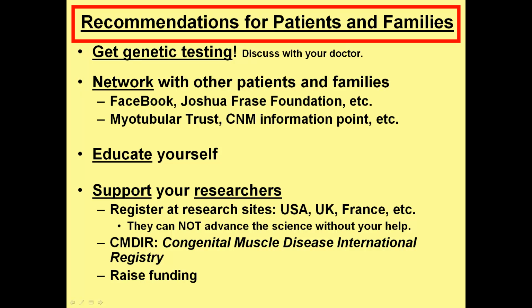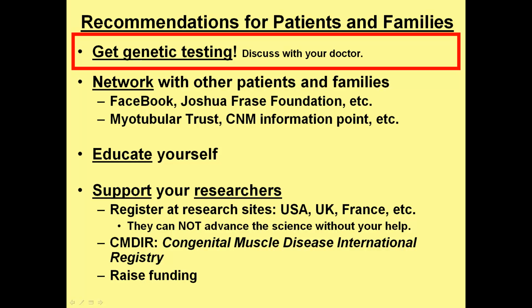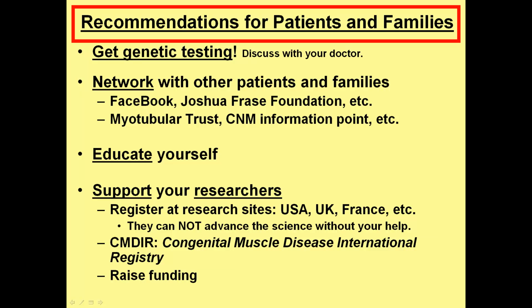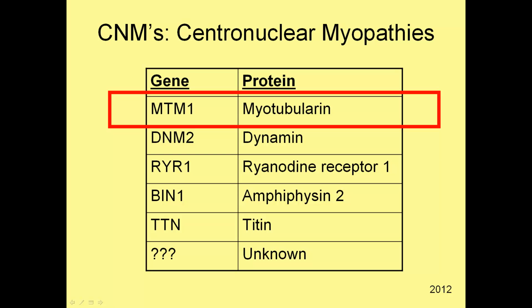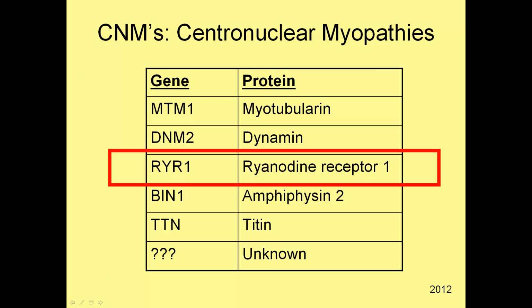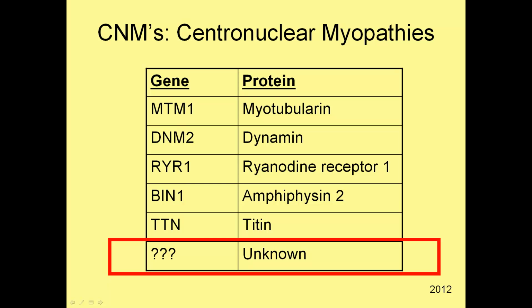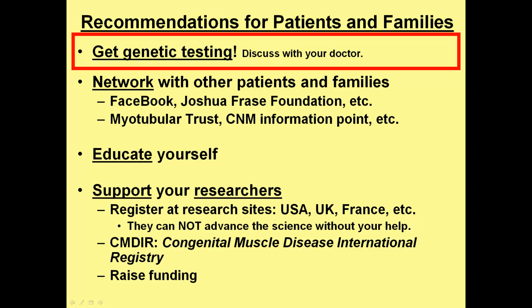Overall, my recommendations for patients and families would be, first and foremost, you really need to get the genetic testing. You should discuss that, of course, with your doctor. These videos are just educational, so all of this should be discussed with your treating physician or healthcare provider. But without the genetic testing, you have no way to really know which of these different categories of centronuclear myopathy you or your family fall within. So genetic testing, very, very important.